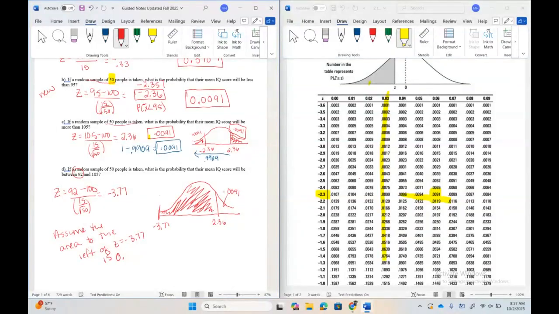And we want to find the area between these two things. So we're going to assume the area to the left is 0, and this area is 0.0091. So I would have to do 1 minus 0 minus 0.0091 for my answer. So we get 0.9909. All right, there we go.